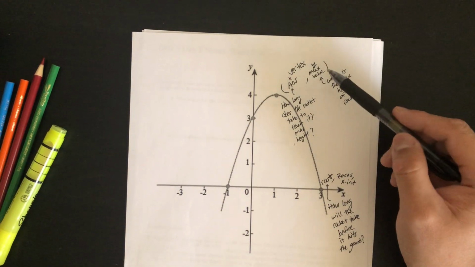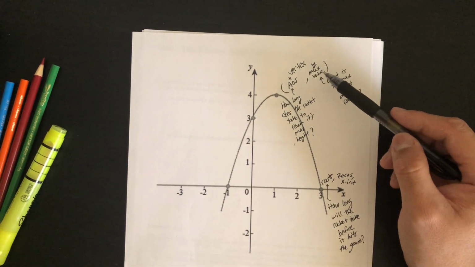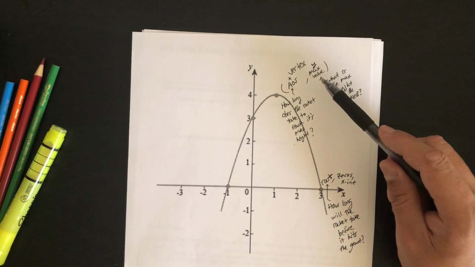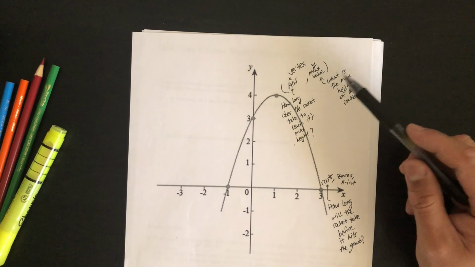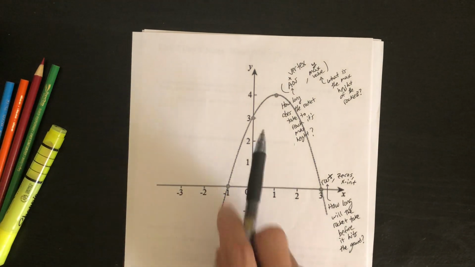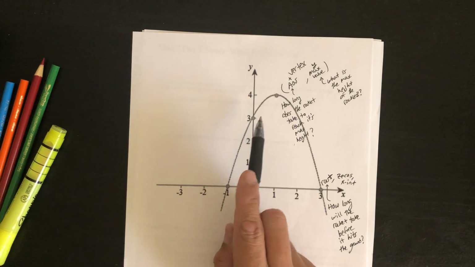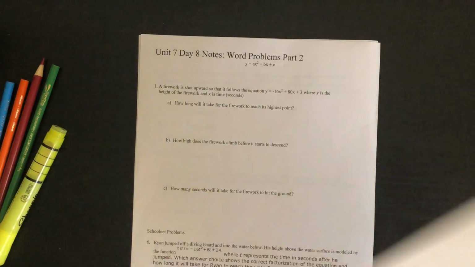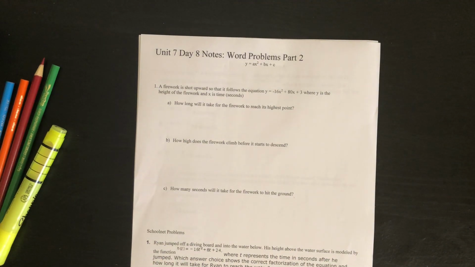And then the y value of the vertex is known as either the max value or the min value. And typically they'll say something along the lines of what is the max height of the rocket? What is the max height of this item? Okay. And then of course you have your y-intercept, which is where the parabola crosses the y-axis. Okay. So let's start off with question number one.